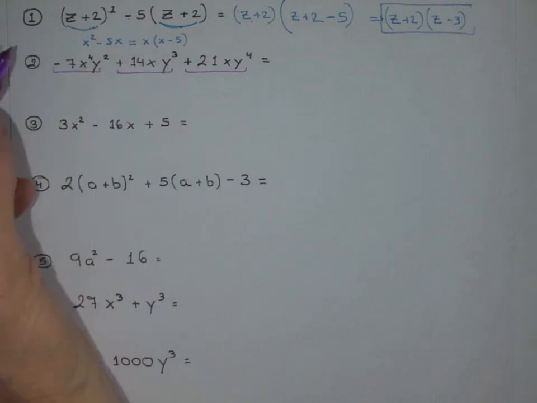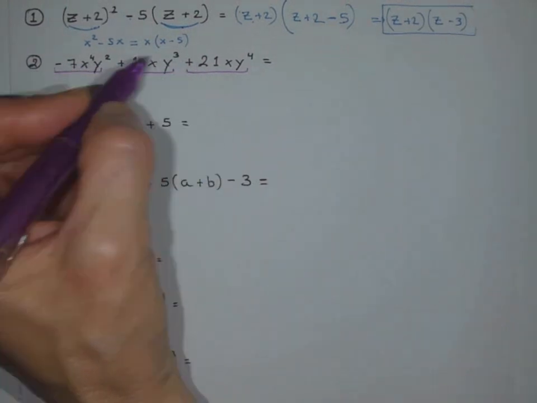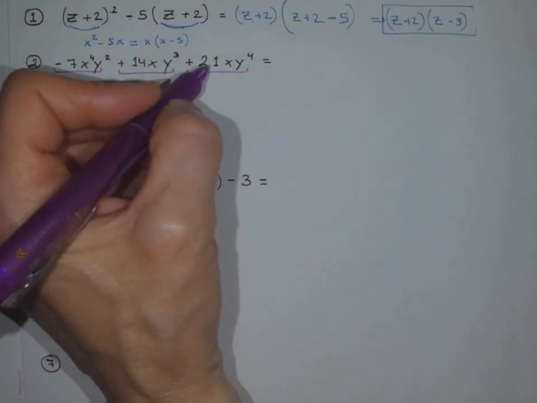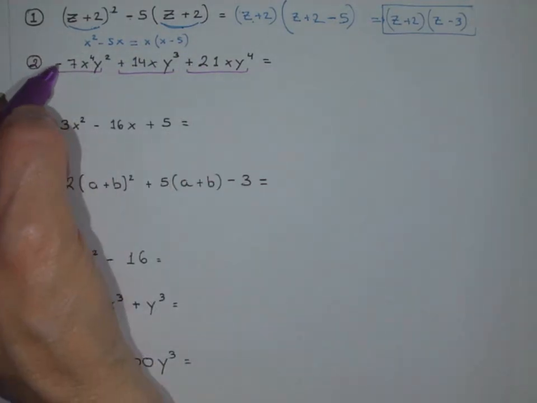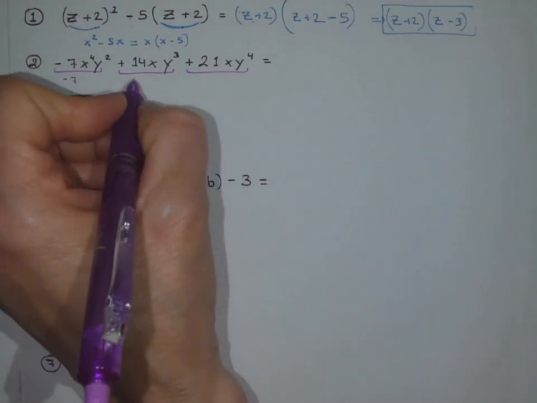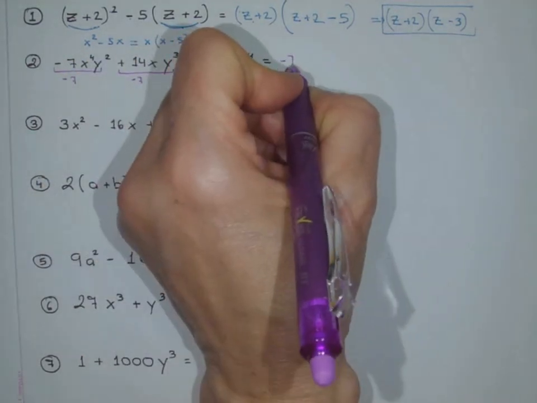What do those three terms have in common? Well, they all have a factor of 7, right? Because this is a negative 7. That's 7 times 2, and that's 7 times 3. So really, I could say a factor of negative 7. So I'm going to divide all of those by negative 7, meaning I'm going to bring a negative 7 to the front.